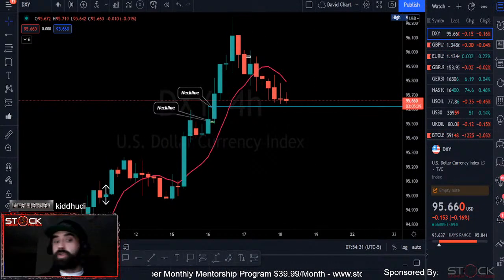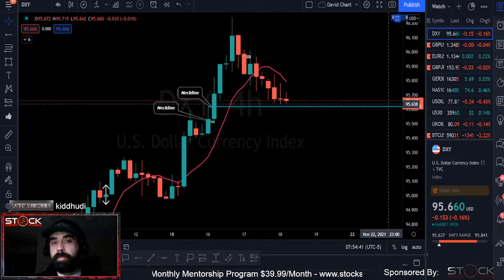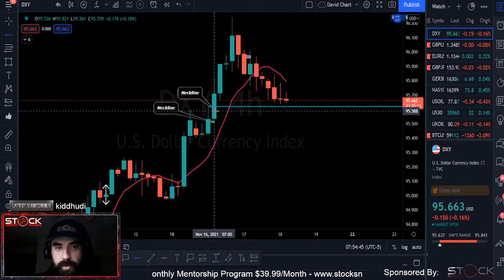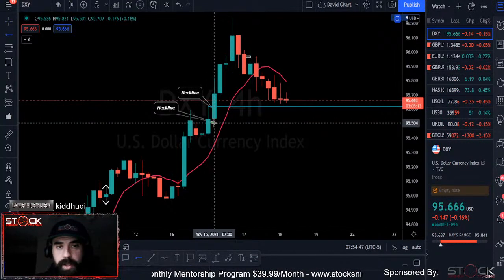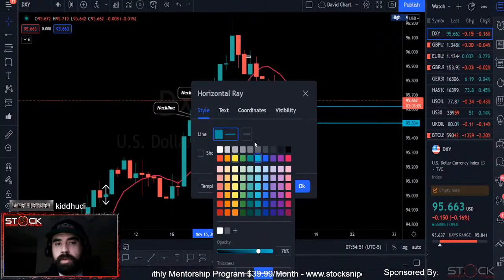So we just want to make sure that we're understanding where we are. If we break here, guys, the next area the DXY can get to is to fill this body, and this will be the overall target right here. We're going to change that to yellow.